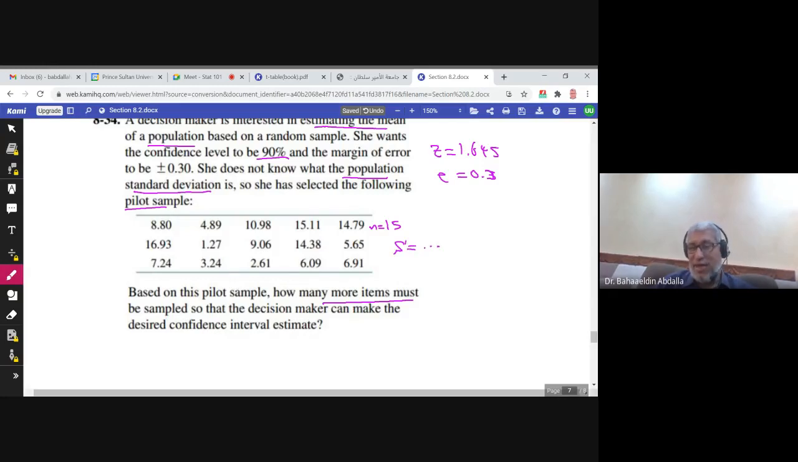And once you have S, you can use it in the formula and find the required sample size, which is Z squared times sigma squared, you replace it by S in this case, over E squared. And the required sample size, you round it up and you will have, for example, let us say 500. If the answer is 500, then how many more items must be sampled? 500 minus the 15 chosen in the pilot sample.